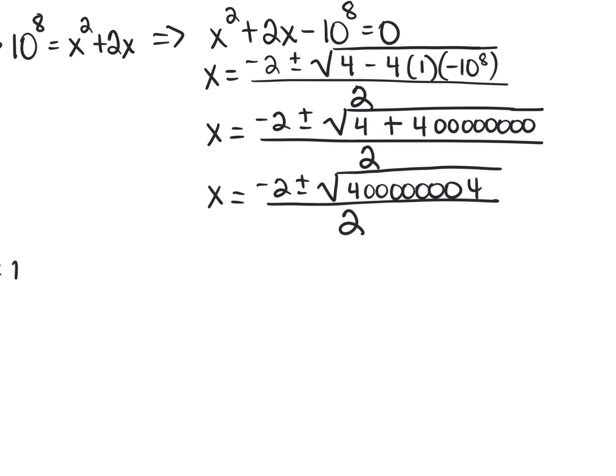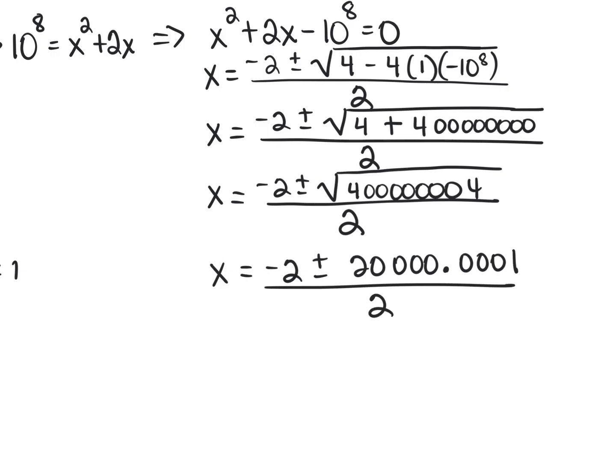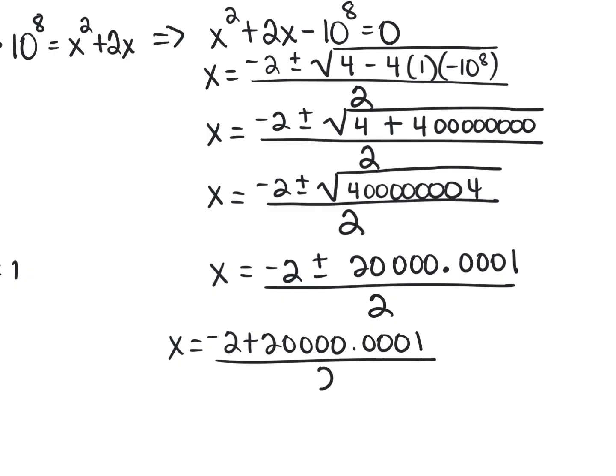Now, when we take the square root of that big number, we get 20,000.0001. And we're still dividing that by 2. So that means we're going to have negative 2 plus that number. And we're going to divide that by 2. And we're also going to have negative 2 minus that number.